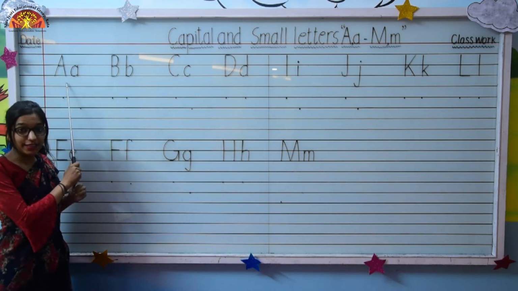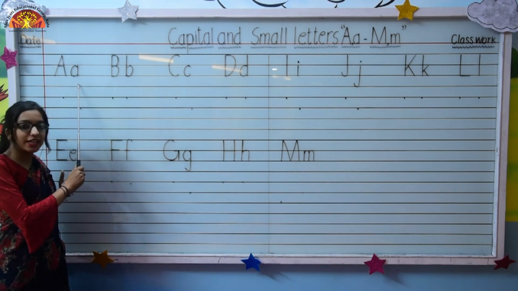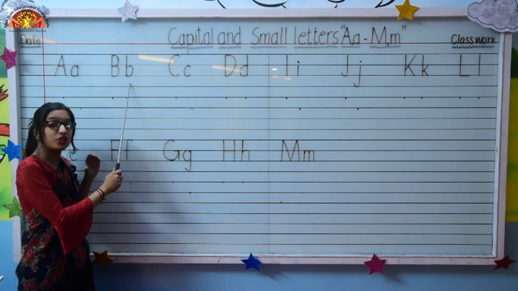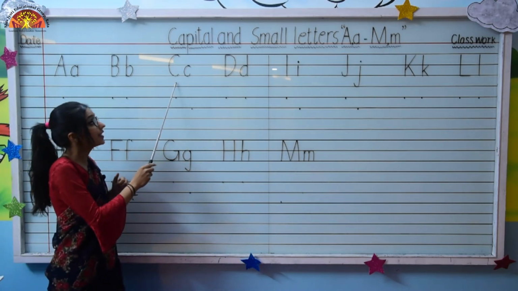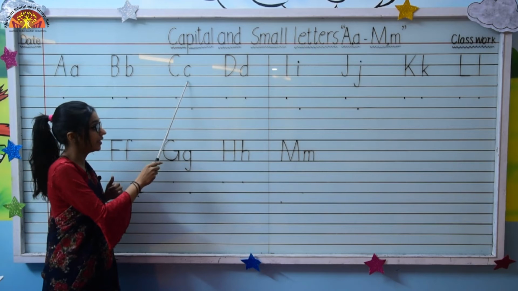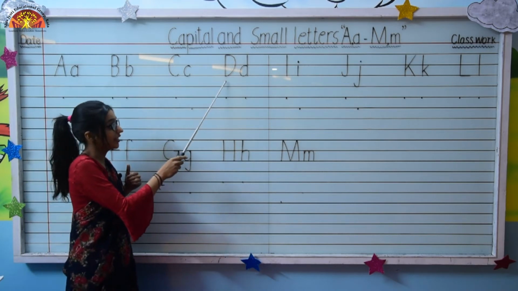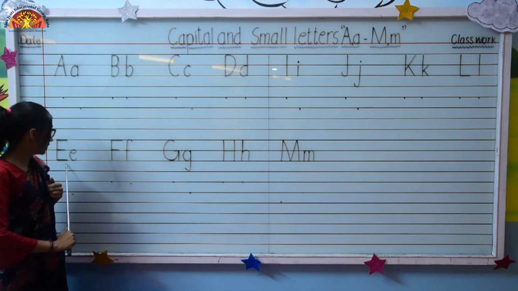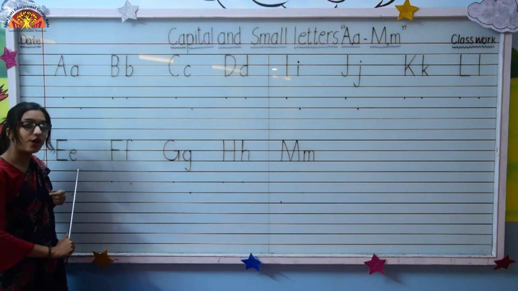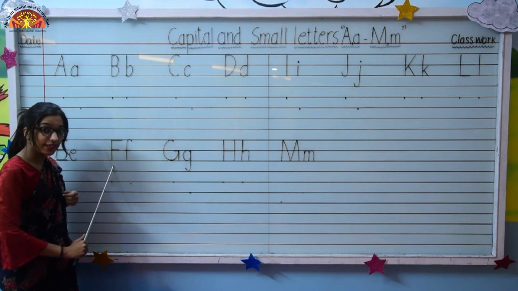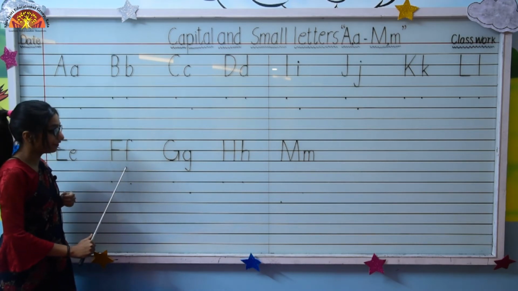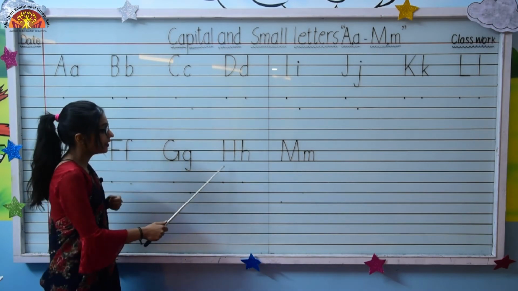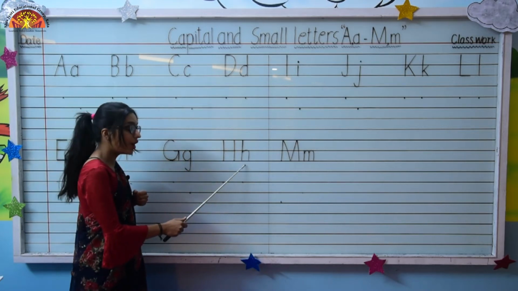This is capital letter A. This is small letter A. This is capital letter B. This is small letter B. This one is capital letter C. This is small letter C. This is capital letter D. This one is small letter D. This is capital letter E. This is small letter E. This is capital letter F. This is small letter F. This is capital letter G. This is small letter G. This is capital letter H. This is small letter H.